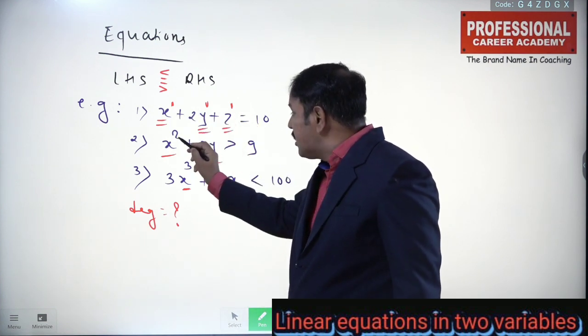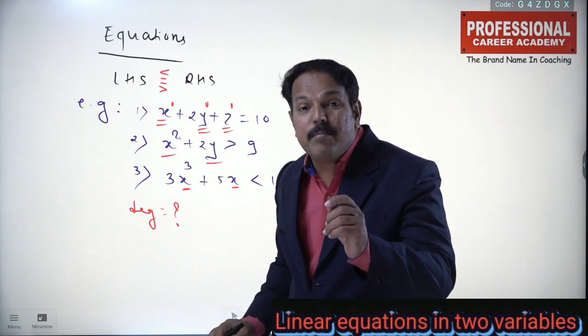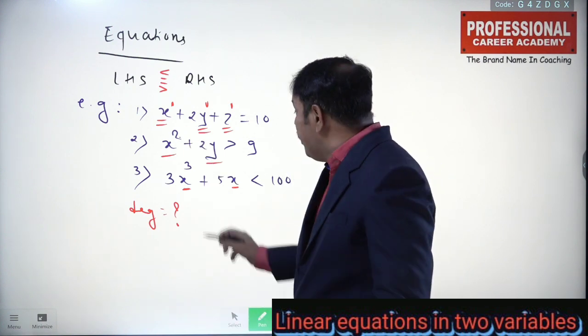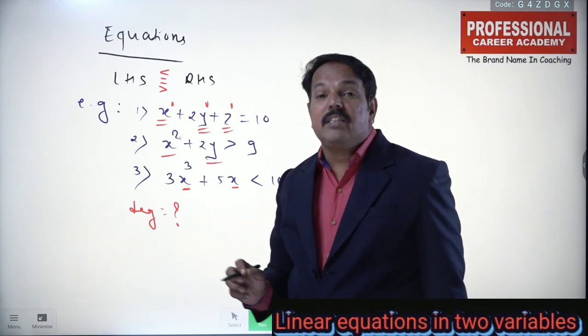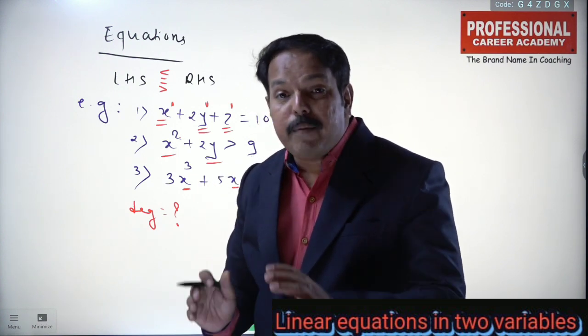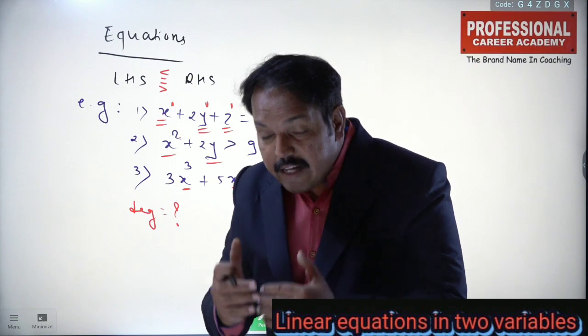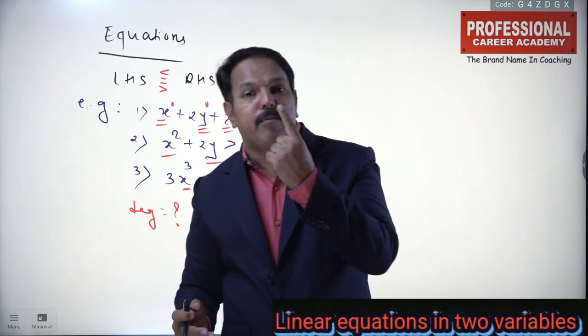Now here, what is the highest power? It is 2. So what is the degree of this equation? Degree is 2. Here the highest power is 3, meaning the degree of the equation is 3.